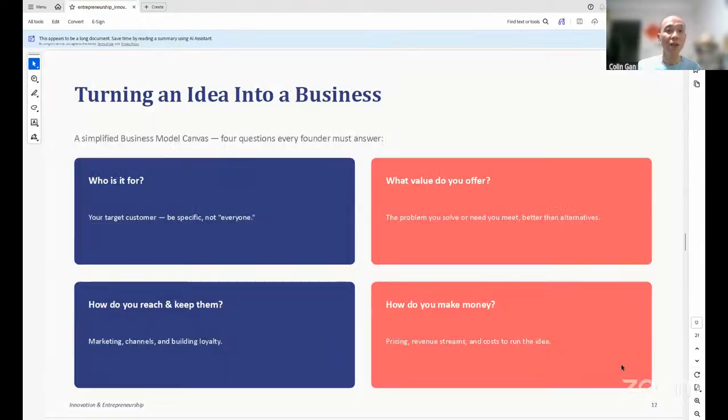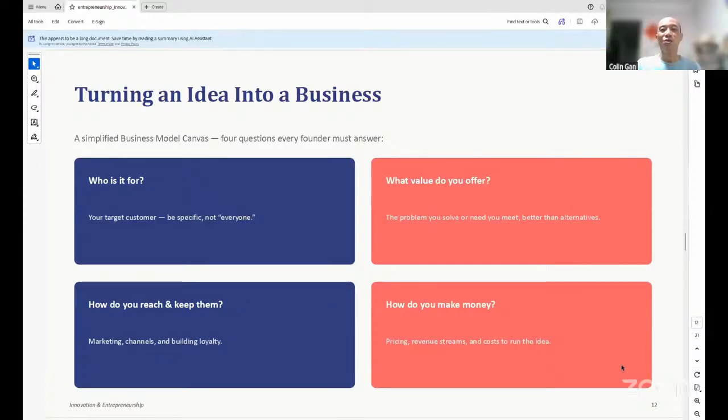Next. Okay, then you turn the idea into a business. Now, this is a concept called the business model canvas. You must be able to answer four questions before you actually start your business. First, you need to know who is it for? Who are your clients, your customers? You must be specific. It cannot be for everyone.